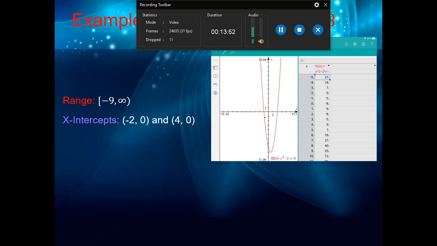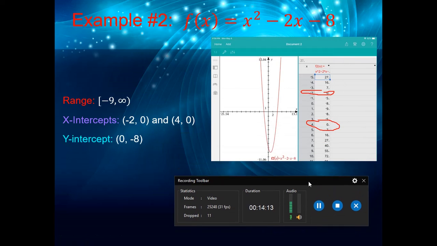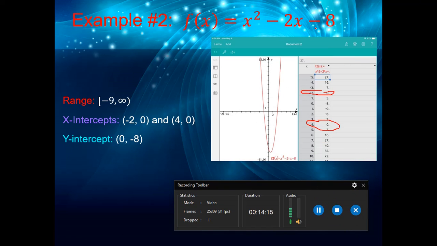The x-intercepts are present on the graph. In my diagram, they're counting in units of 2. So I have negative 2, 0 and 4, 0. They're also present on the table. There's one intercept and there's the other. The y-intercept is present in the equation, so I know that it's at negative 8.